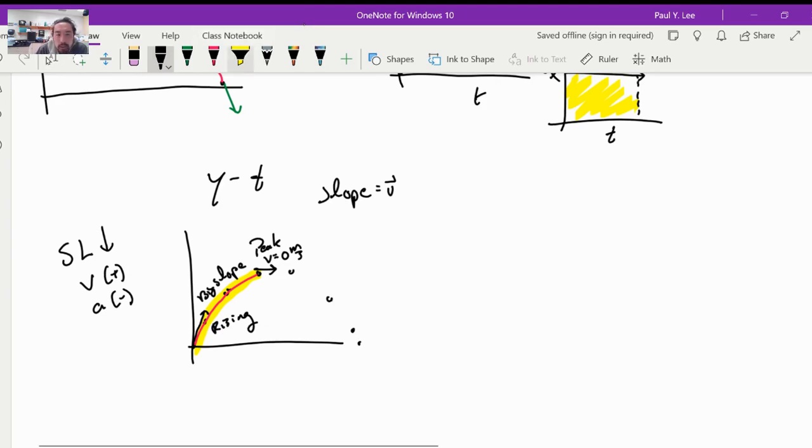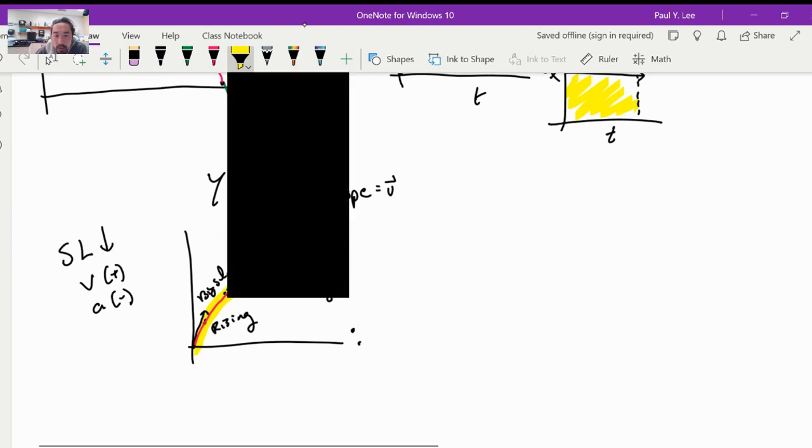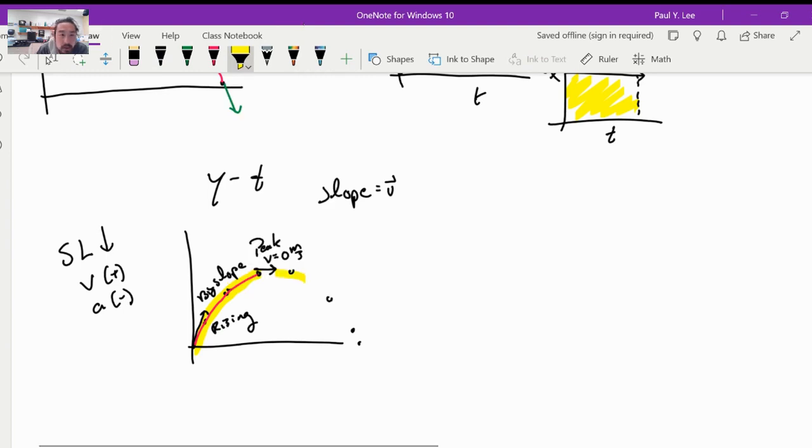All right, now what about the latter half? I'll do this in a different highlighter color here. Oops, it's the same exact thing. So this latter half right there. Let's just break it down.